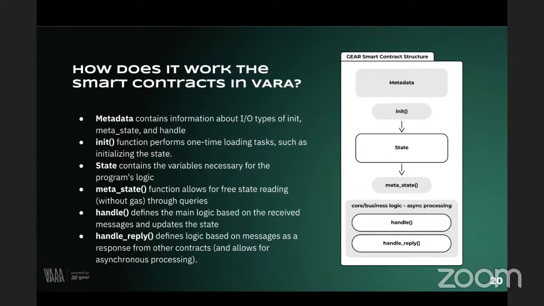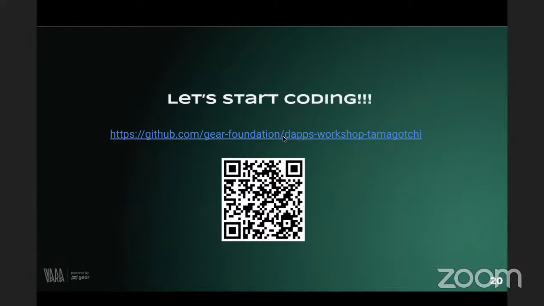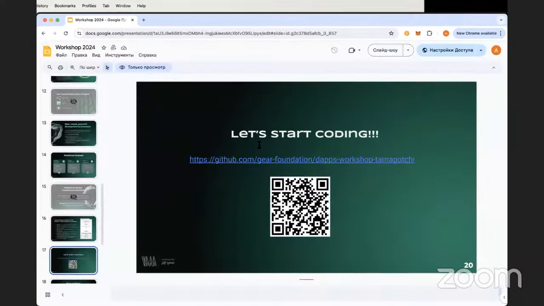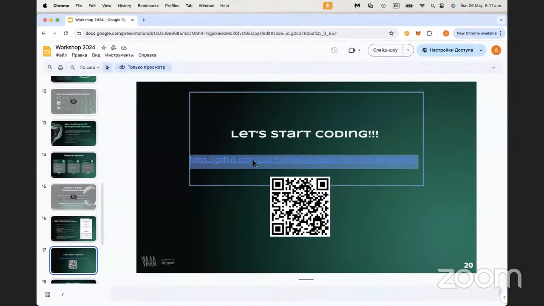Then once you return this, you return something for the event, and if you want to interact, for example, with another smart contract, then you need to prepare the handle reply. It defines the logic once you receive a message as a response from another smart contract. Okay, then with this in mind, we're ready to start with one single example. I'm going to open it.